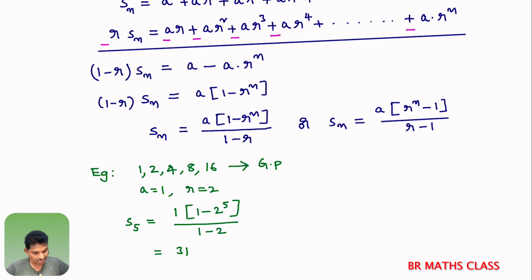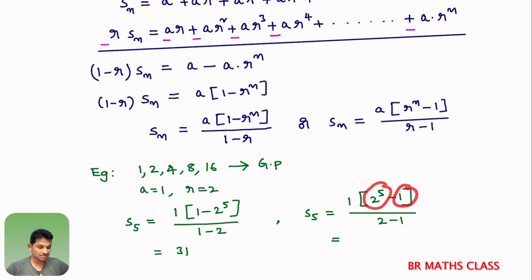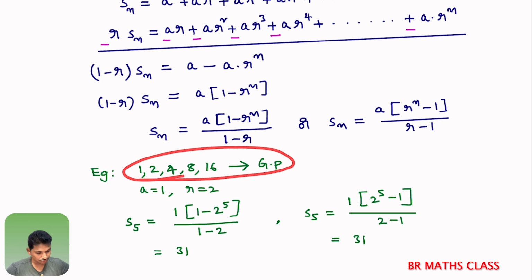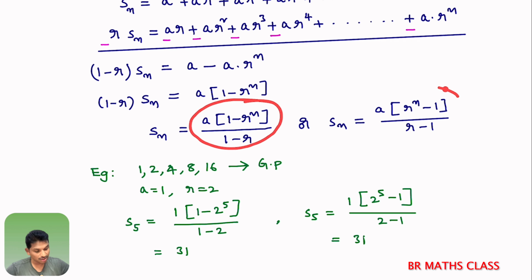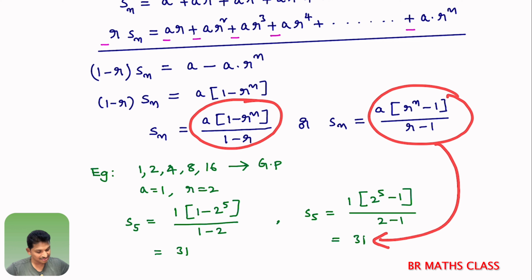You can check the sum of these terms, 1 plus 2 plus 4 plus 8 plus 16, which is same as 31, right? Now, what I will do, for the same, I will use this formula. Let's see what you will get. Sum of 5 terms formula, a is 1, r is 2, 2 power 5 minus 1 divided by 2 minus 1. You simplify this, 2 power 5 is 32. 32 minus 1 is 31. 31 divided by 1 is 31. So, sum of 5 terms of geometric progression, either use this formula or this formula, answer is same, right?